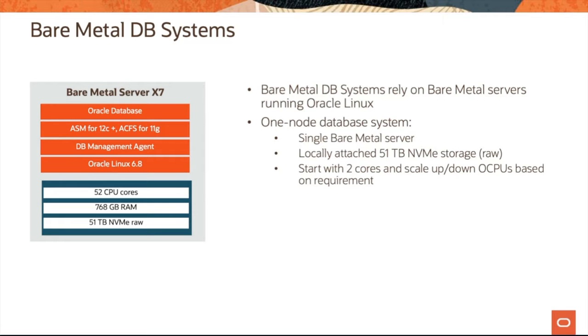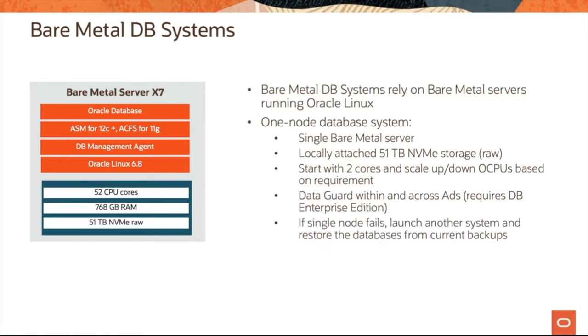For a bare metal server X7 shape, you have 52 CPU cores available with 768 gigabytes of RAM. If you're running Database Enterprise Edition, you can use Data Guard within and across availability domains. If a single node fails, you'll have to launch another system and restore the databases from current backups.